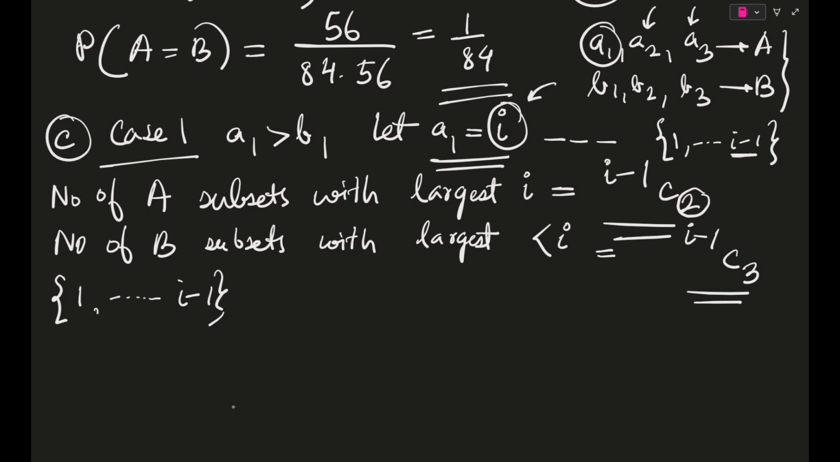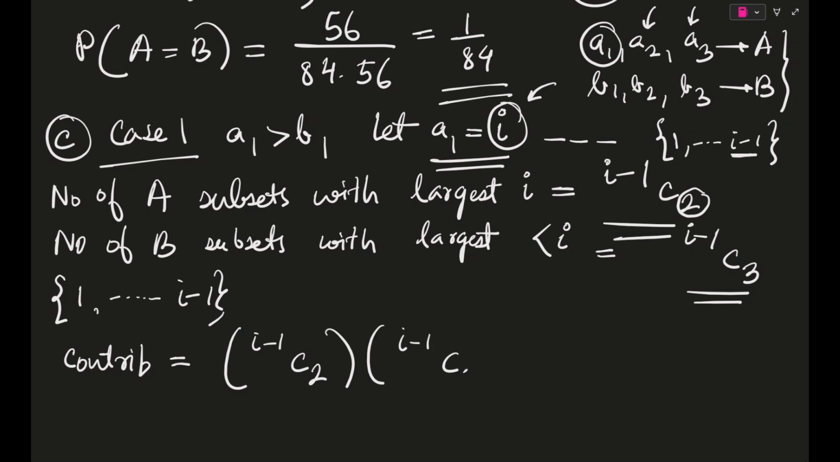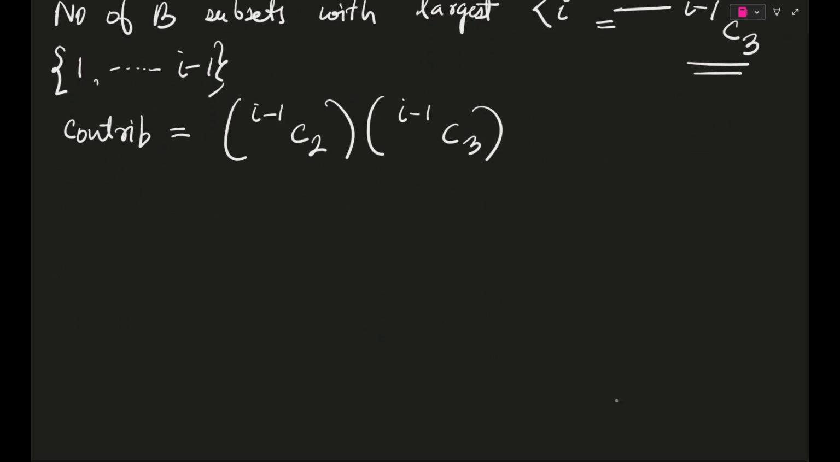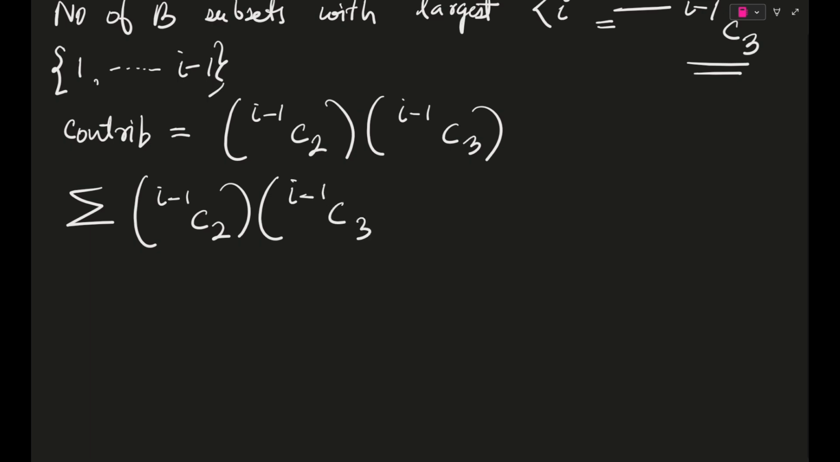So basically, if we find out the total contribution, it will be nothing but I minus 1 C2 into I minus 1 C3. Okay. So this is for I, but we need all the values. So basically what will happen is this will be summed up: I minus 1 C2 times I minus 1 C3.